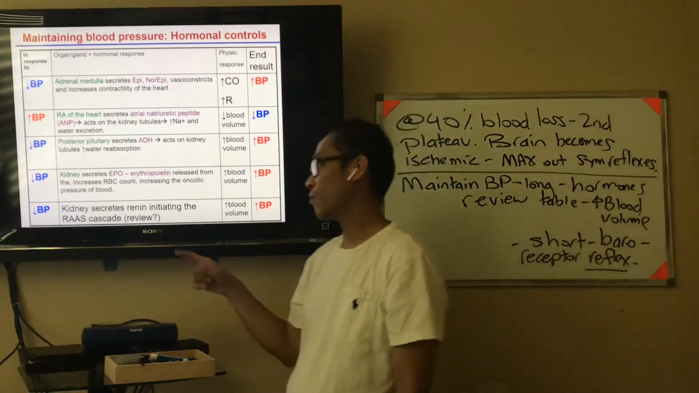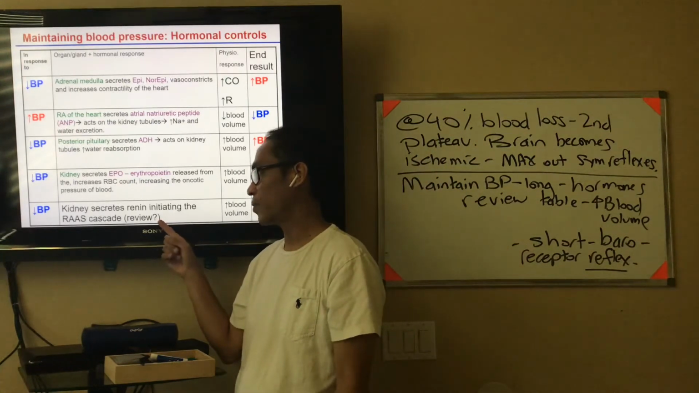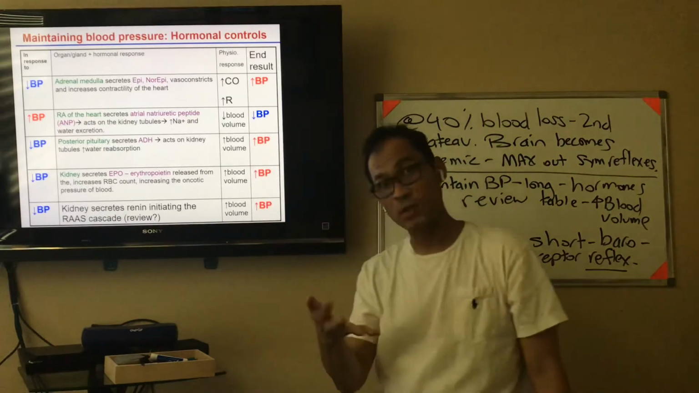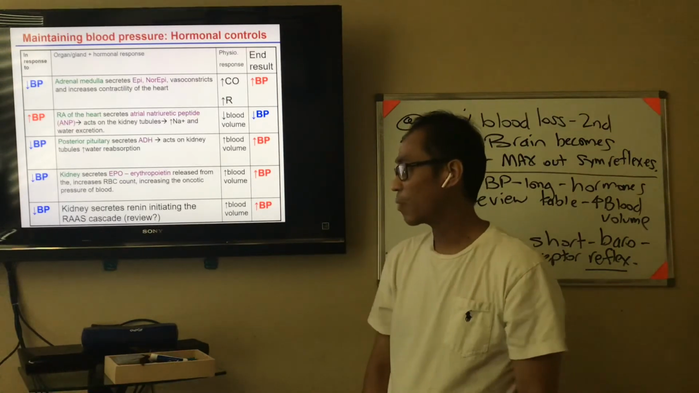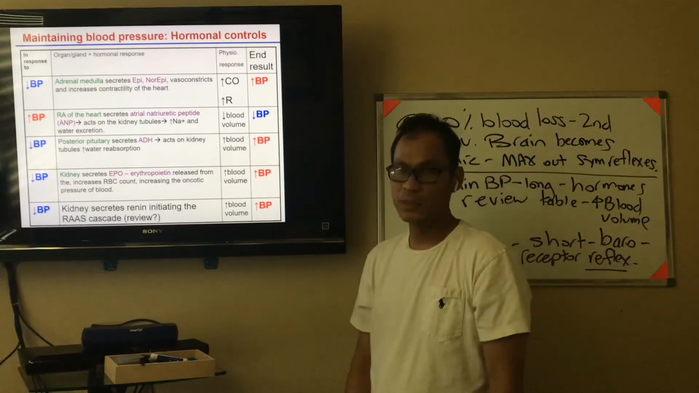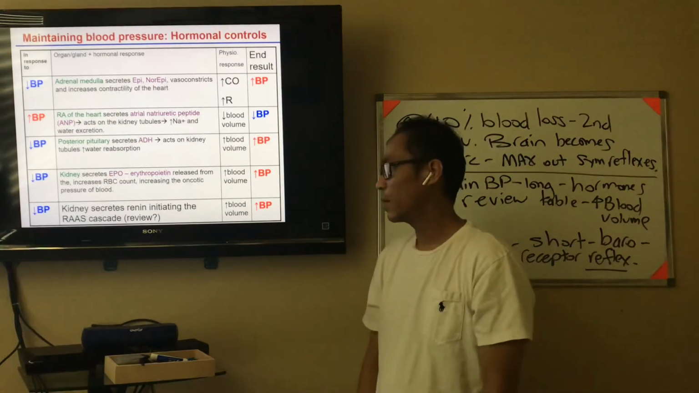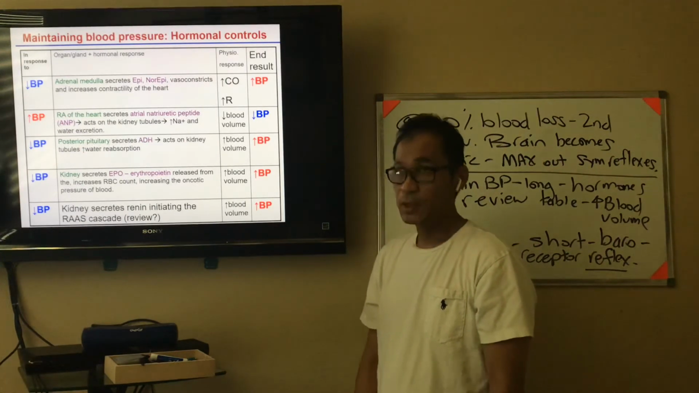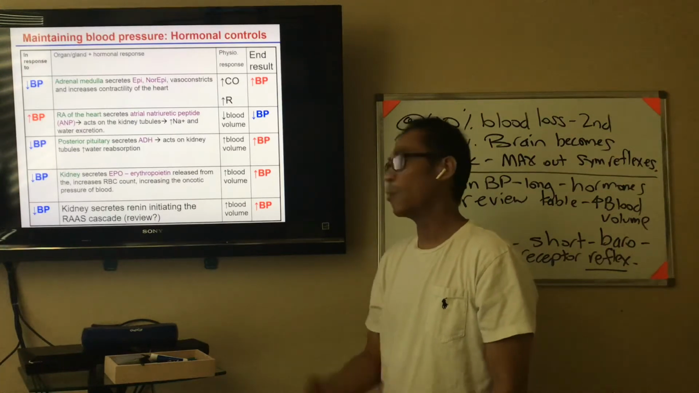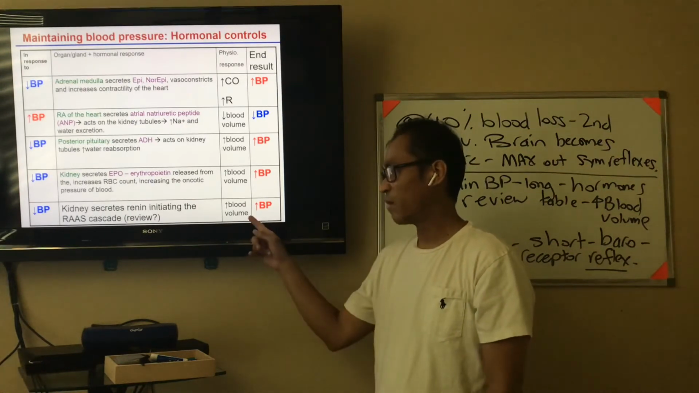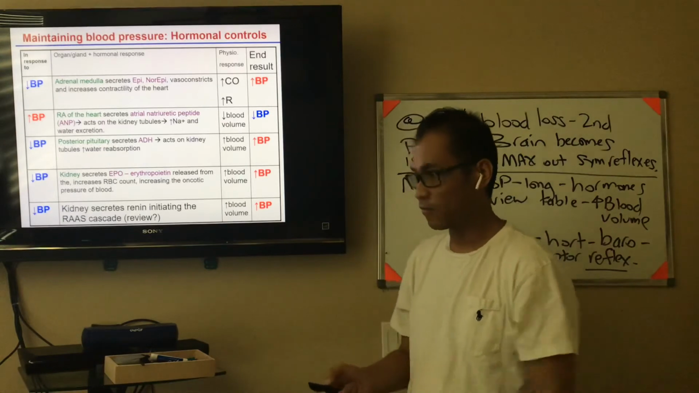And review the RAS mechanism. Okay, I put the question mark because if you need to review it, you do it. And that'll ultimately, through the action of angiotensin II, which can vasoconstrict and also act through aldosterone to increase the reabsorption of sodium, water follows, increase blood volume, increase blood pressure. So review all that if you need to.